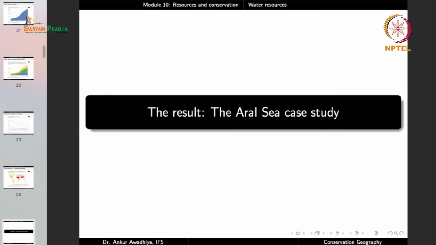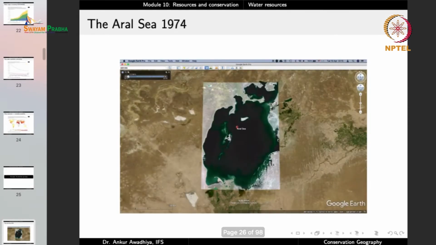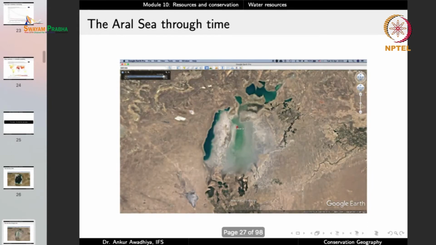And we looked at the case study of RLC. So RLC in 1974, that was a very large size water body, but over time we have completely wiped it off. And here again the main reason was agriculture, because the waters of Sir Darya and Amu Darya rivers that were draining into the RLC, that water was diverted for agricultural uses, for promoting cotton cultivation.